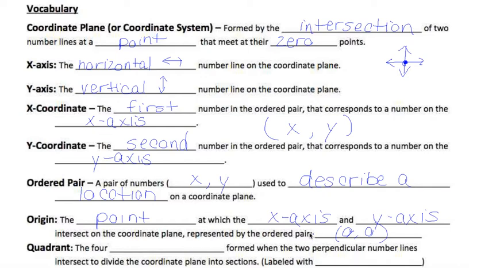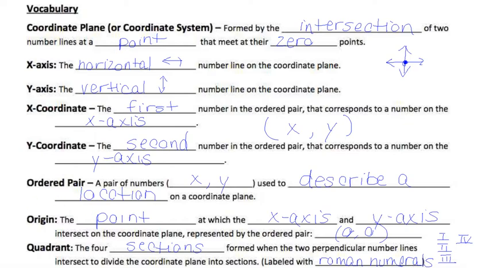And then the last thing is our quadrants, and they are the 4 sections formed when the two perpendicular number lines, so these number lines, meet and intersect to divide the coordinate plane into sections. They are labeled with Roman numerals. So we'll have I, and then II, then III, and then IV for 4.